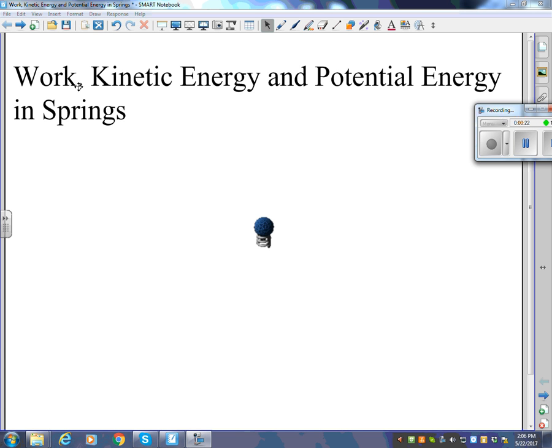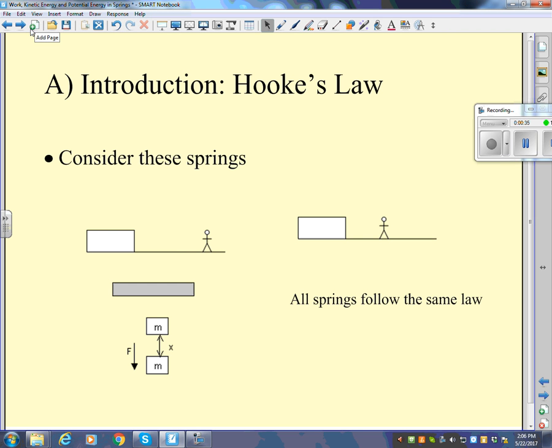So we've already looked at kinetic energy and potential energy, and now we're going to relate all three of those things: work, kinetic energy, and potential energy in springs. An introduction here: something called Hooke's Law, and we're going to do a lab on Hooke's Law when I return, so that's coming up. It's a relatively straightforward one.